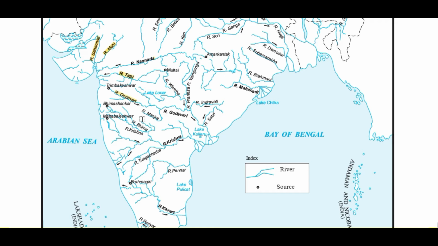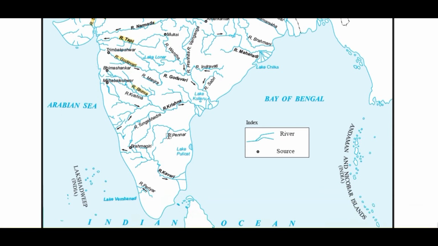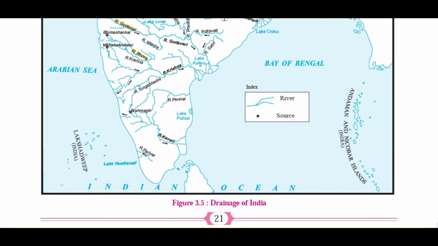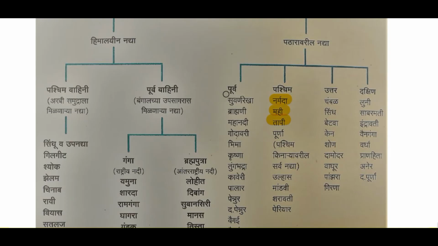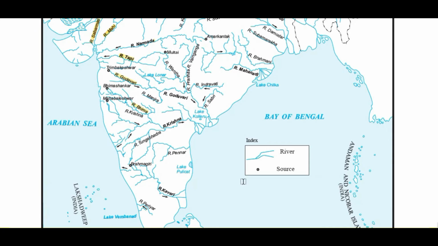Then we have Bhima, which is a tributary of Krishna. Then we have Brahmani, Subarnarekha, Damodar, Mahanadi, Godavari, Krishna, Kaveri. This is the Pennar River. There are many east flowing rivers over here. They form deltas at their mouths. Here you can observe the delta region, and it is a very fertile region. Agriculture flourishes in such a region. So remember this fact.